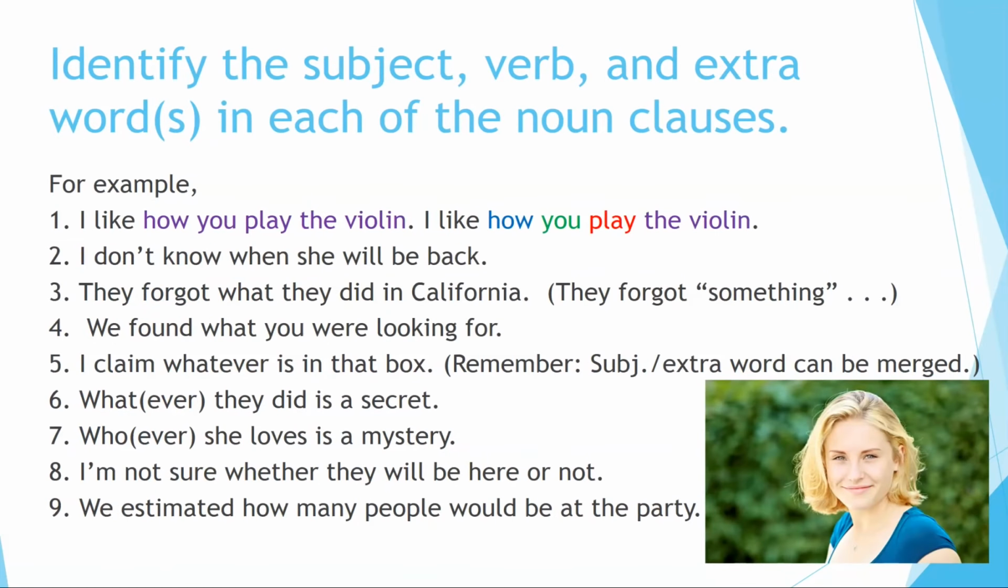Identify the subject, verb, and extra word or words in each of the noun clauses. For example, we'll do the first one together. I like how you play the violin. How you play the violin, that whole thing, is the noun clause. Let's start with the extra word. The extra word is in blue, how. The subject is in green, you. The verb is in red, and then the violin is just the object, which is just more information at the end of the noun clause.